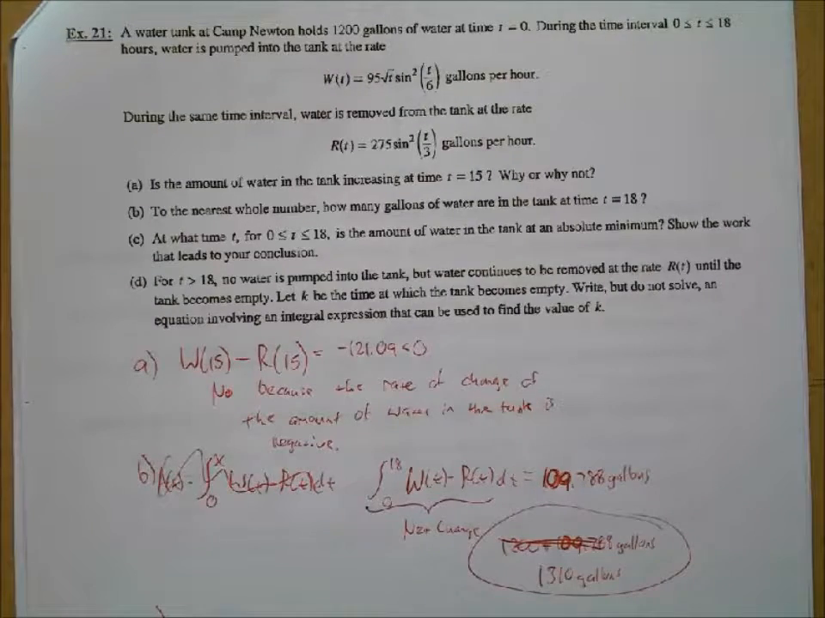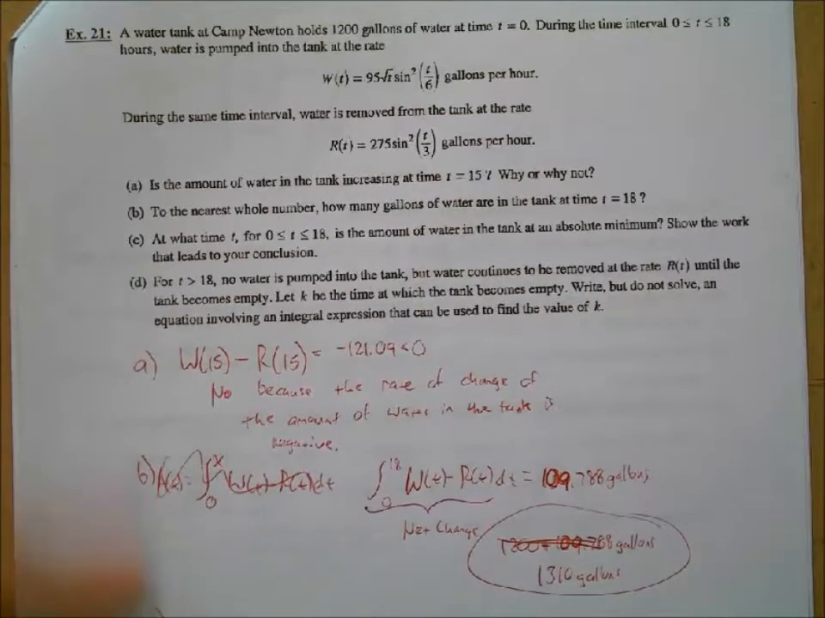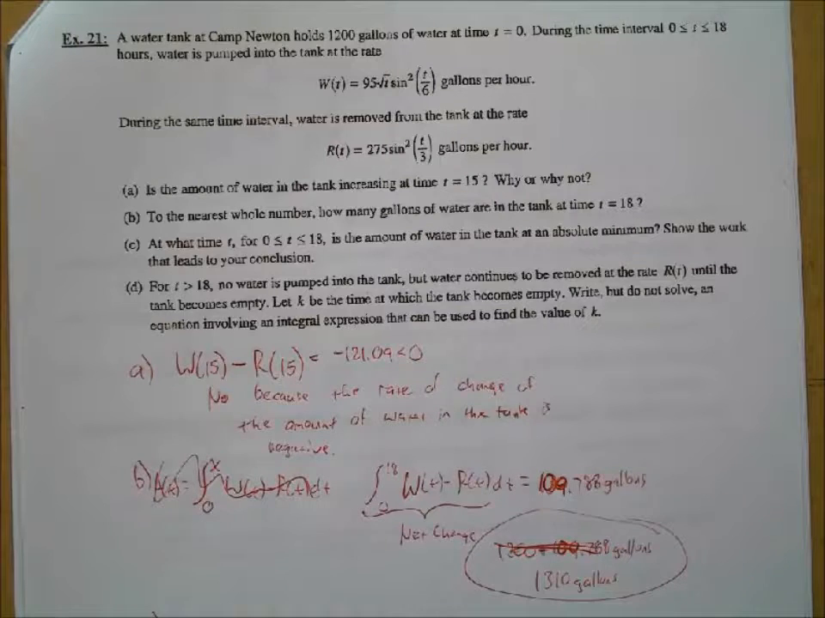Is the idea, yes? Okay, so at what time t for 0 less than or equal to t less than or equal to 18 is the amount of water in the tank at an absolute minimum? Show the work that leads to your conclusion. So to determine absolute minimums, we need to identify our candidates. So what are the candidates for absolute extrema? We need to consider the endpoints of the interval, so in this case that would be 0 and 18.